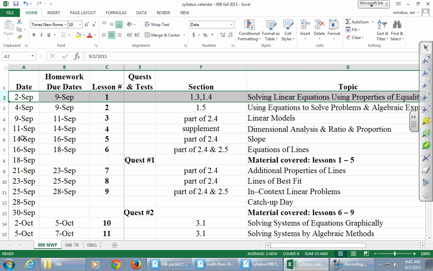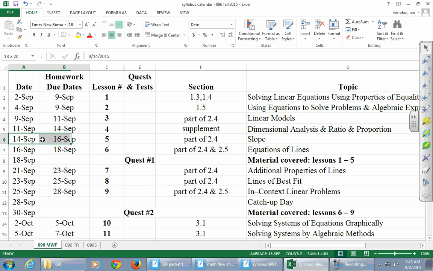You can see here on, for example, the 14th, the homework from that day is due on the 16th. 16th is due on the 18th. Homework is always going to be due the next class, except here in the beginning, I know that some folks are going to take a little bit of time to get used to My Math Lab and get that access code purchased. So I'm giving people a week just for the first assignment here, and then we'll get into that due the next day pretty soon, okay?